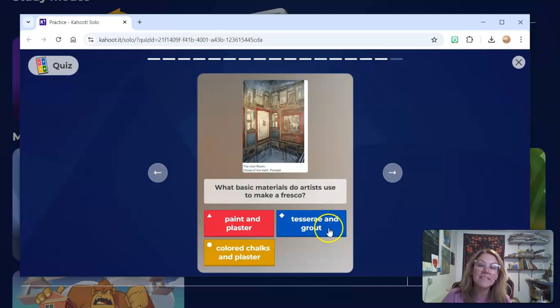Okay, what basic materials do artists use to make a fresco? So the basic materials for a fresco are paint and plaster.